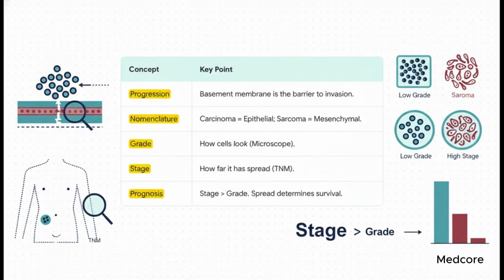Remember that basement membrane is the critical barrier. Carcinoma is epithelial, sarcoma is mesenchymal. Grade is what the cells look like, stage is where the tumor is. And when it comes to prognosis, stage is king.